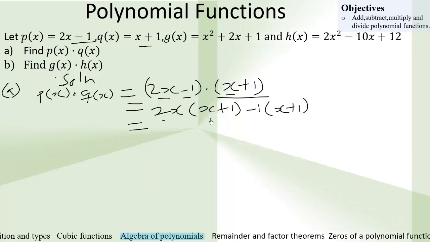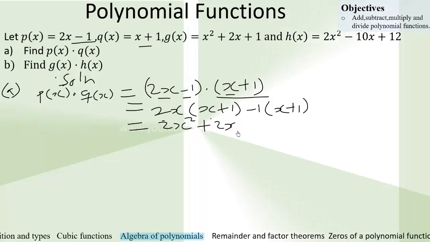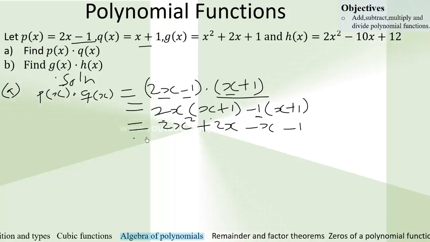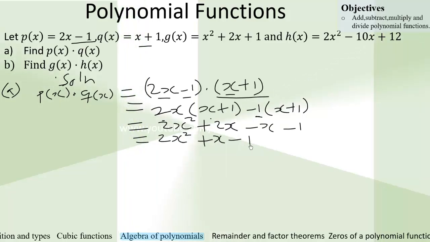So 2x times x will be 2x squared. Then 2x times 1 will be plus 2x. Then negative 1 times x will be minus x. Negative 1 times 1 is minus 1. So this will give you 2x squared plus x minus 1. So that is p of x times q of x.